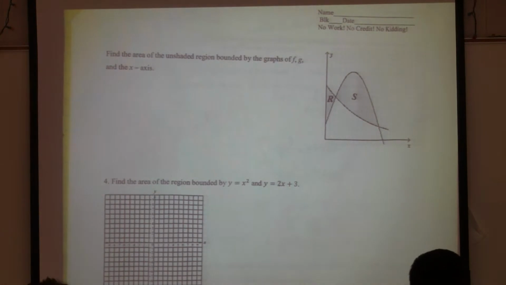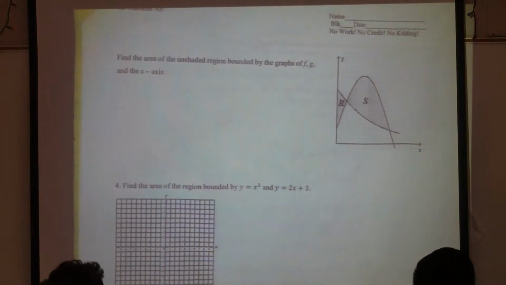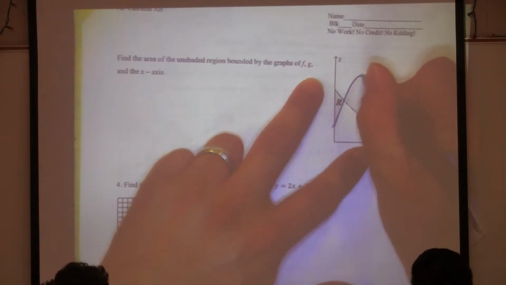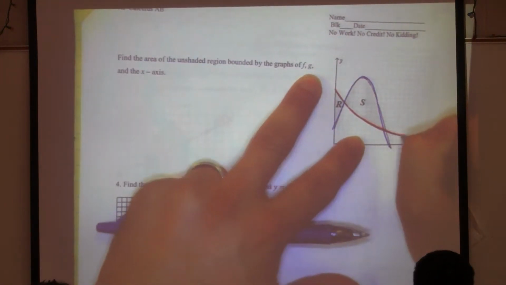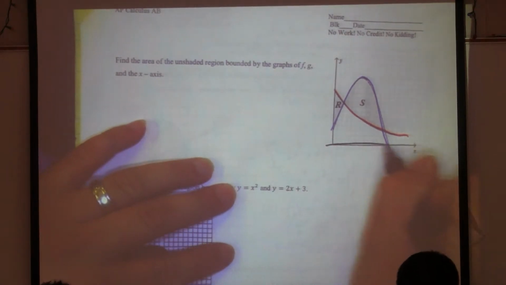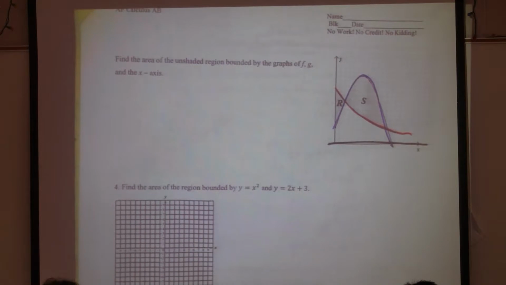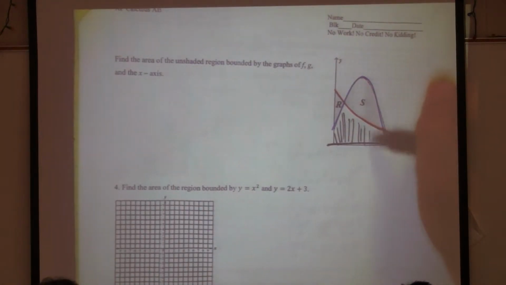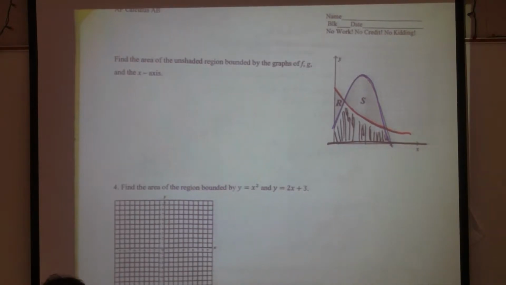It's funny. What does this one want? Unshaded region. Bounded by F, G, and the x-axis. So this one was F, right? This one was G, and the x-axis is down here. They want the unshaded space that's bounded by those three graphs. Where would that be? Right here? Yeah. We don't need the other one?